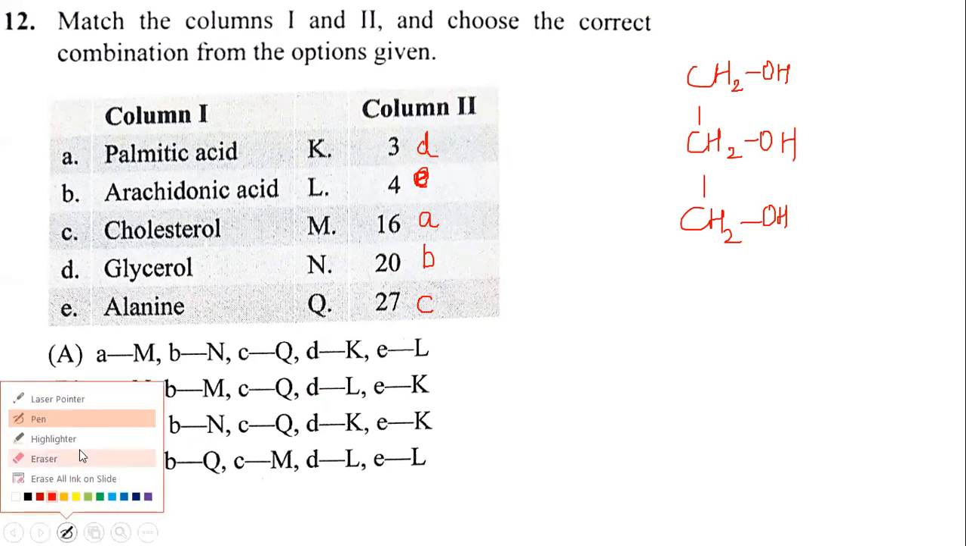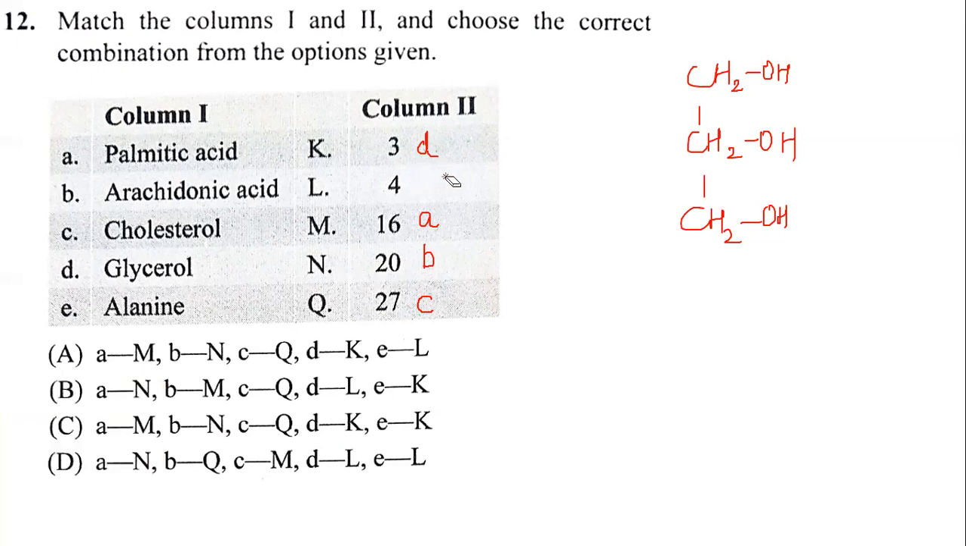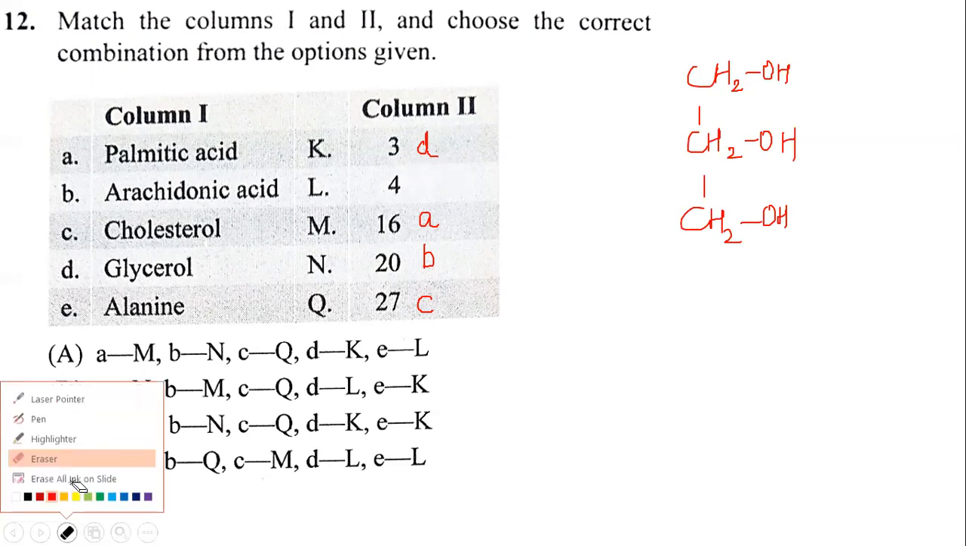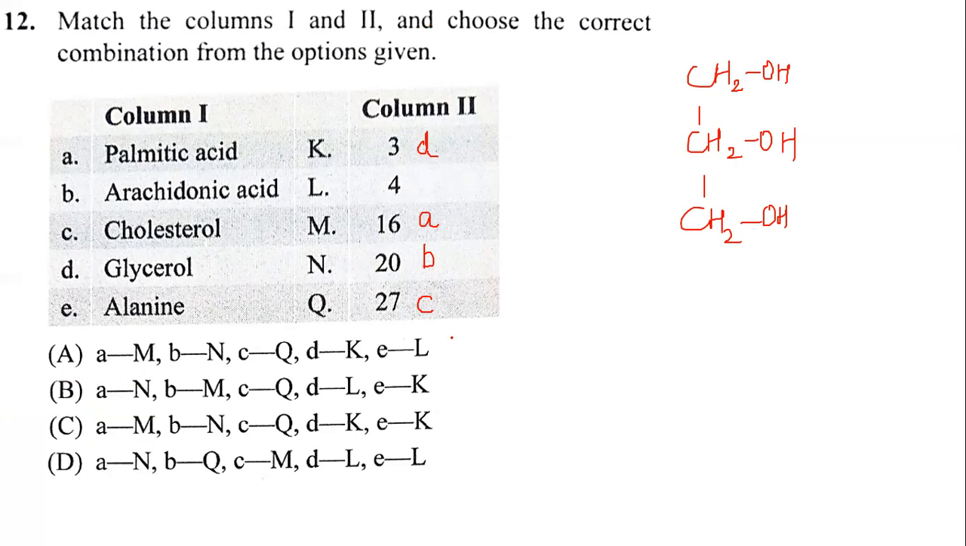One second. Let me clarify one thing for you. Yes, there is a small mistake. Palmitic acid has 16 carbon. Arachidonic acid has 20. Cholesterol has 27. Glycerol has 3.